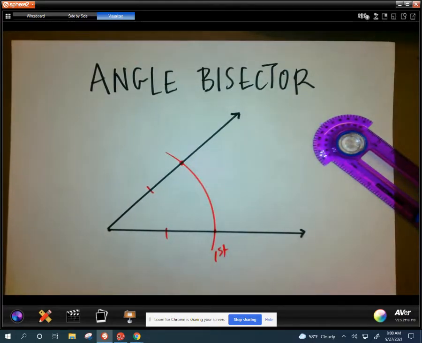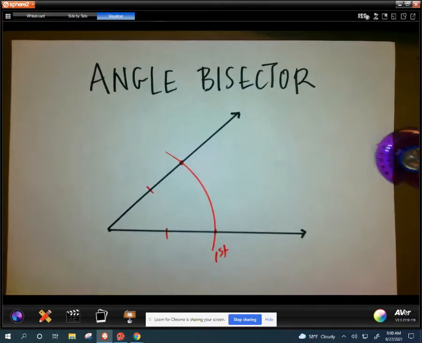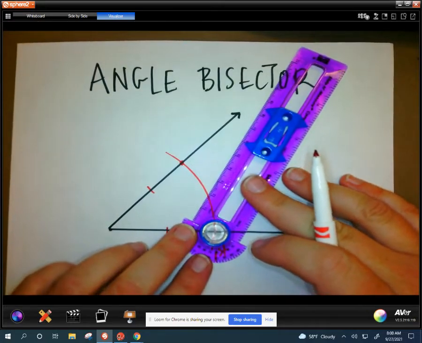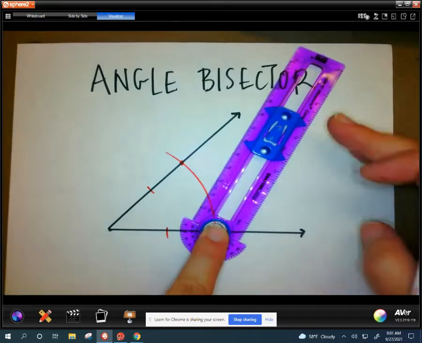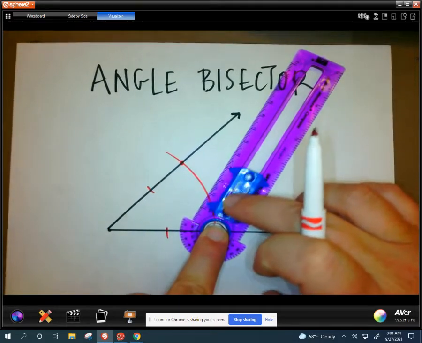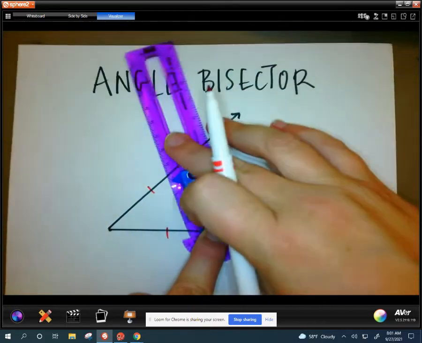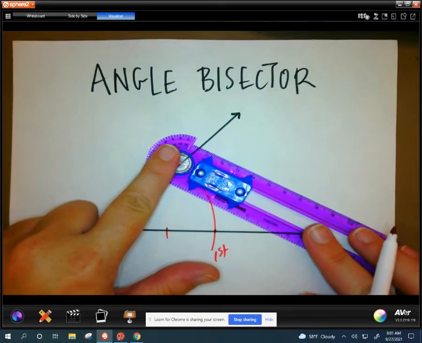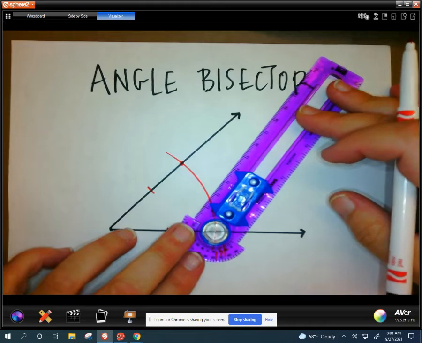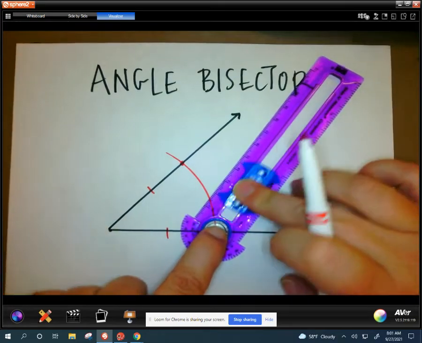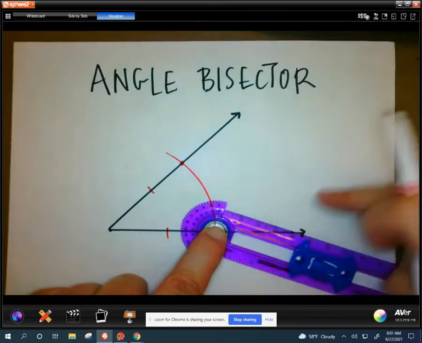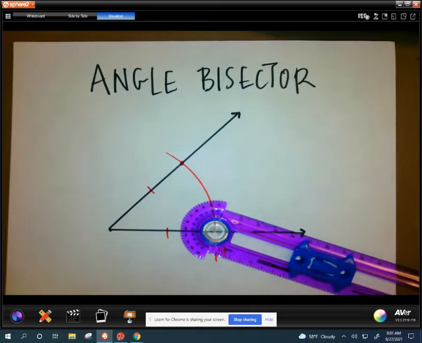So if I go down to my first point, I want to use a measurement that is going to be bigger than halfway. So if I come way back here and do my arc, it's not going to be able to intersect an arc that's drawn from this side. So you want to make sure that when you pick your arc length, you're going a little bit farther out. You can even be farther out in this space here to make that happen.